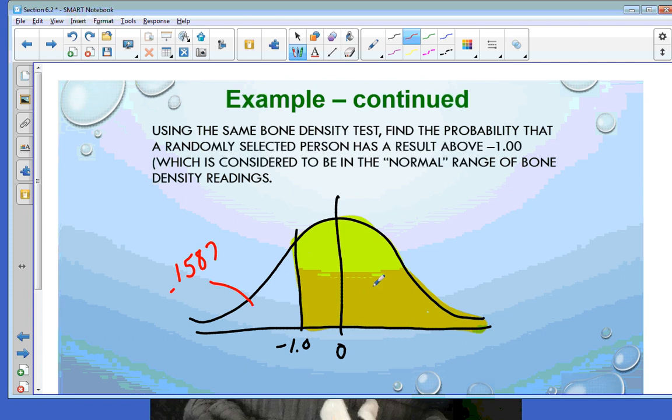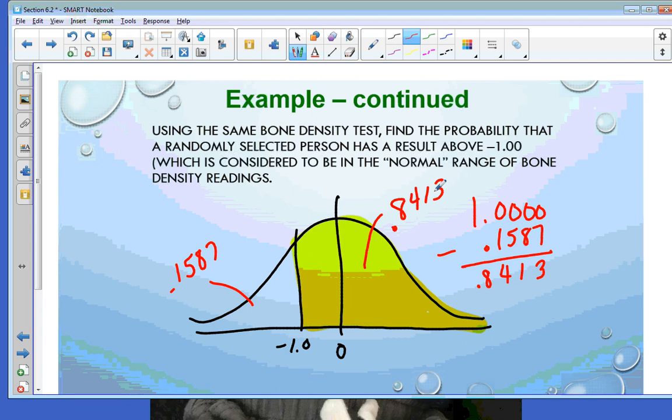But I want the other area. Well, that's easy to figure out because I know the area under the curve has to equal 1. So I have 1 minus this area that's left. When I do that, I find that this area should be 0.8413. So you can see by drawing and sketching, it helps you realize where the area is and what you need to do to find it.